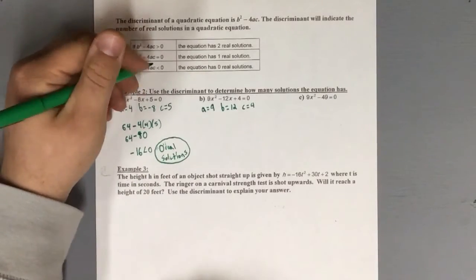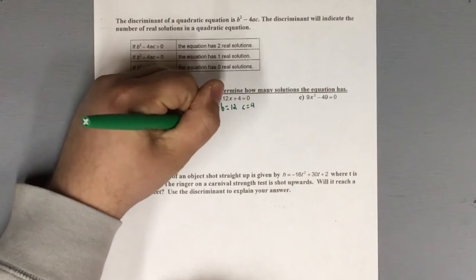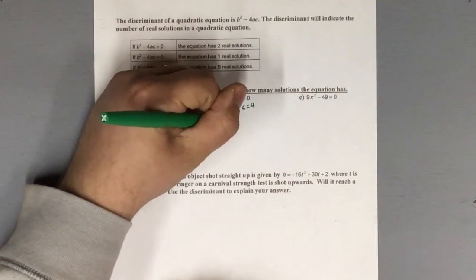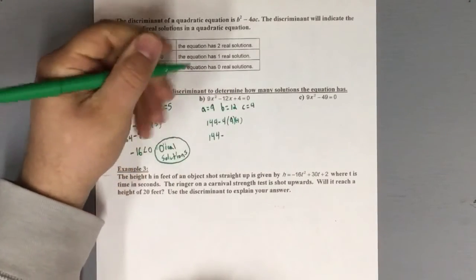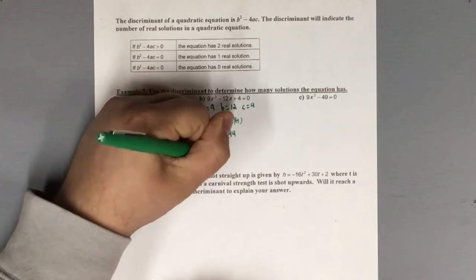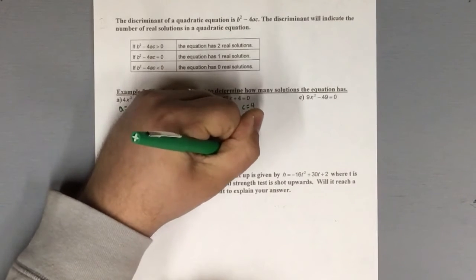Back to this problem. When I plug this in, I'm going to do 12 times 12, which is 144, minus 4 every time, times 9 times 4. So I'm going to get 144 minus 144. 0 is equal to 0, and if it's equal to 0, we have one real solution.